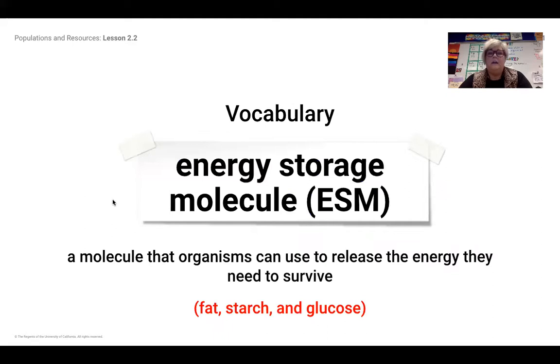I've got a vocabulary for you. Let's go ahead and go into GoodNotes, please. An energy storage molecule, ESM, is a molecule that organisms can use to release the energy they need to survive. I went ahead and added the 3 examples that we've talked about: fat, starch, and glucose.